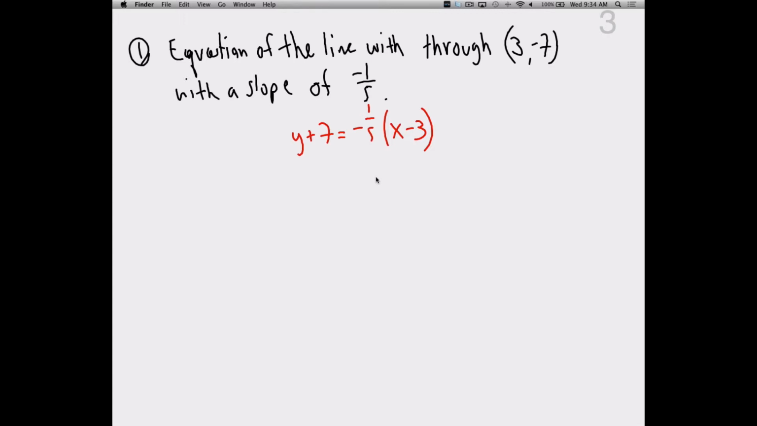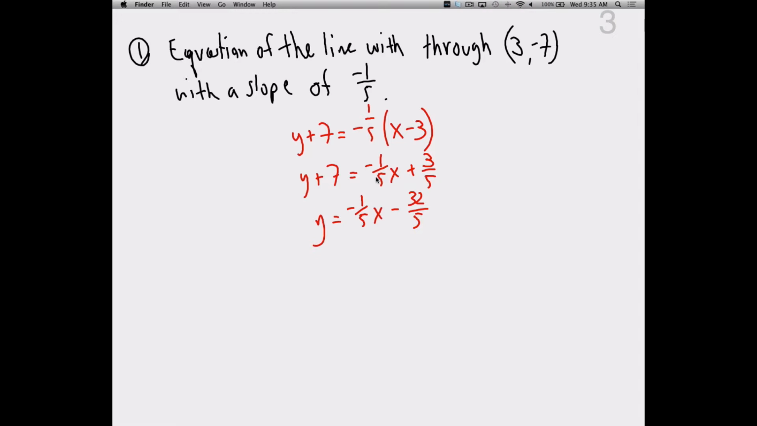Some of you are going to have a hard time with this, especially if you really used a lot of slope-intercept, because you're not going to be able to give up that crutch. You're going to want to go to slope-intercept. That's fine. Let's turn this into slope-intercept. Y plus 7 equals -1/5 x plus 3/5. Y is equal to -1/5 x minus 32/5. There it is in slope-intercept form.